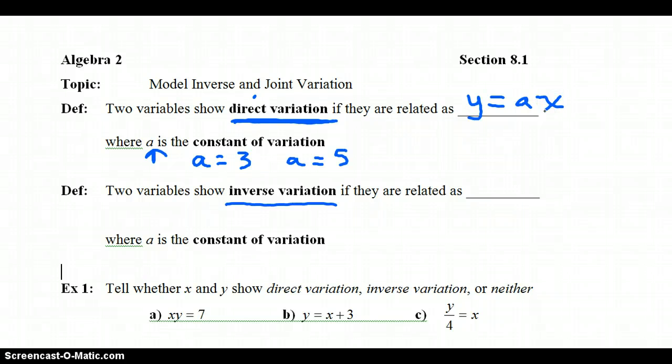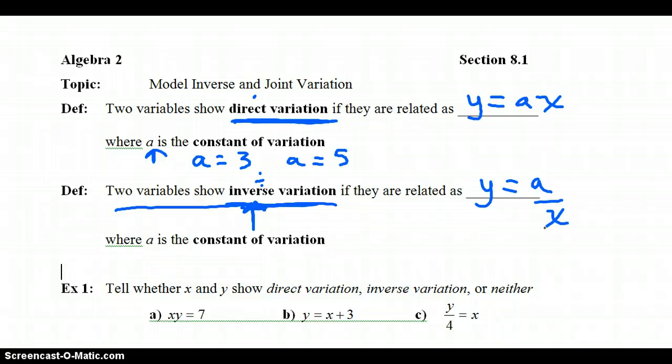And two variables show inverse variation. So we're going to look for the word inverse. And they are related by y equals a over x. Instead of a times, inverse means we're going to have a division. And what are a and x and y? We'll be given those in word problems. But one of the first things you'll have to do is just see what kind of model you fit in.